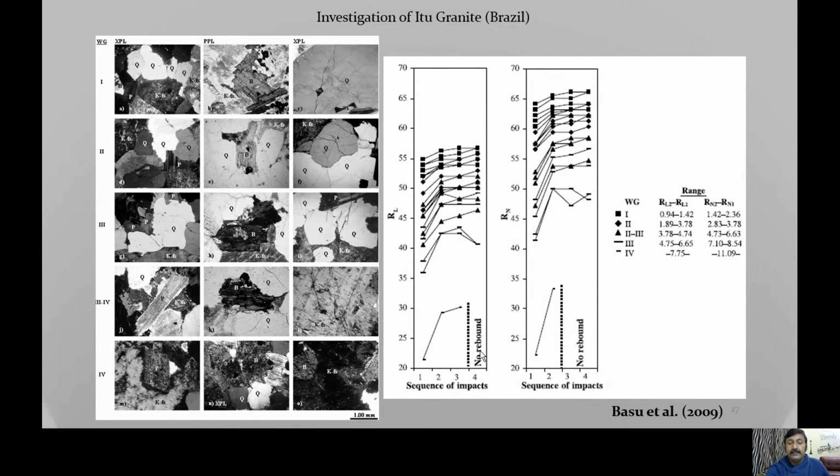As you can see, when it comes to grade 4, of course, no second rebound value was obtained because the material was so soft that we could not get the subsequent rebound value. The first rebound value could be obtained, which is shown here in the table also, but the second rebound value could not be obtained as the material fails by that time.